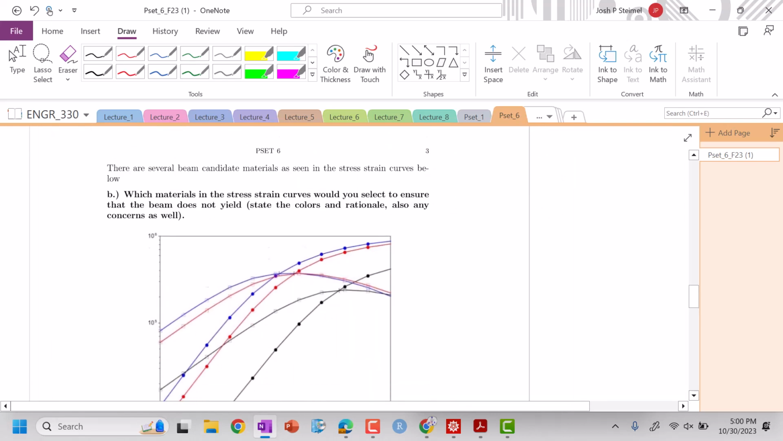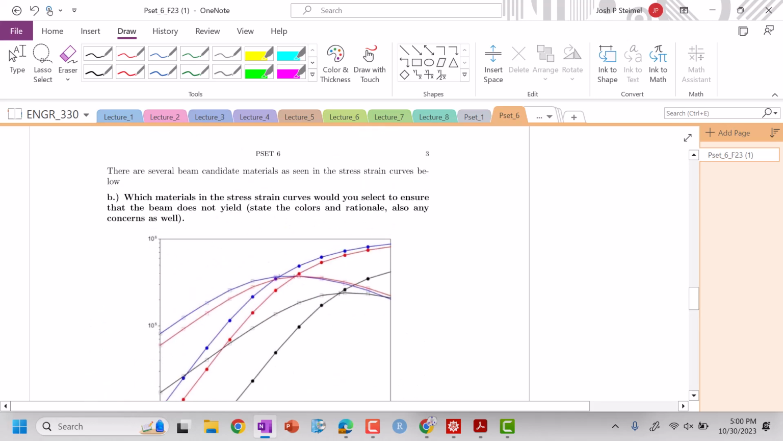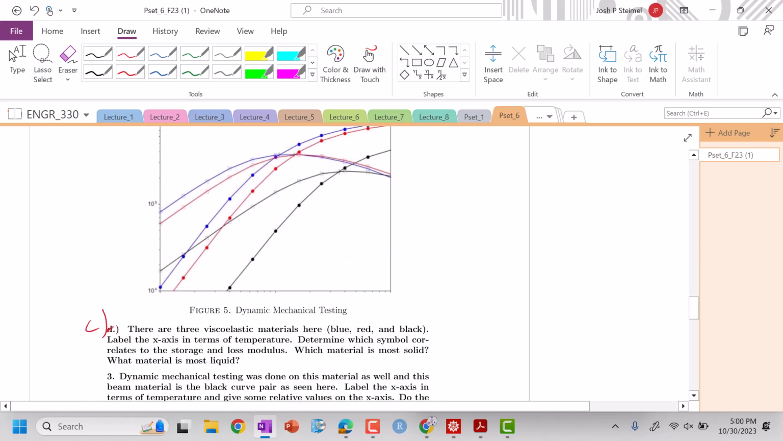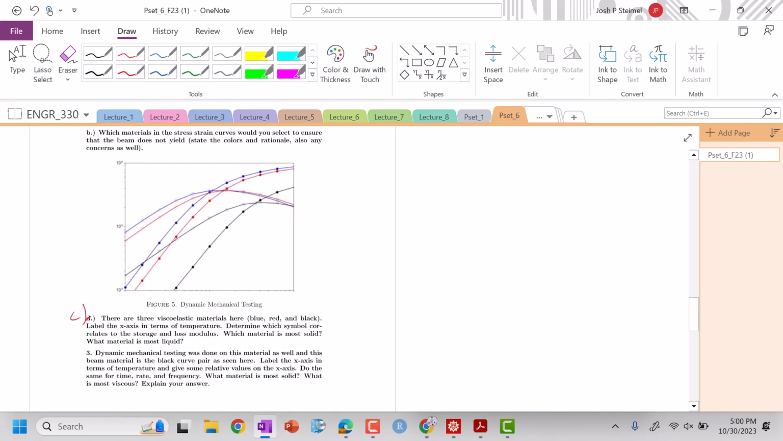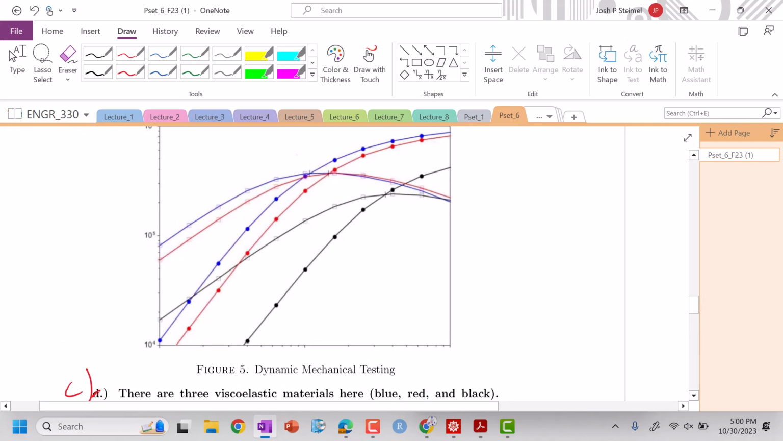And then, oh, we have another one here. We're also given in C, not D, typo there. We have 3 viscoelastic materials here: blue, red, and black. Label the x-axis in terms of temperature. Determine which symbol correlates to the storage and loss moduli, which material is most solid, which material is most liquid. So this is a good and open-ended question.